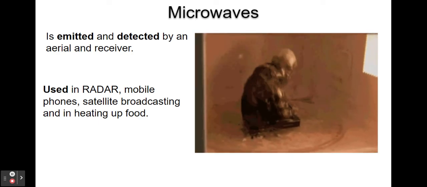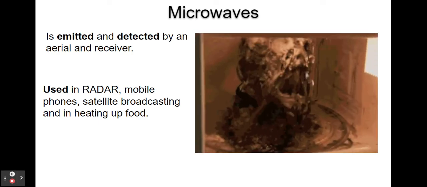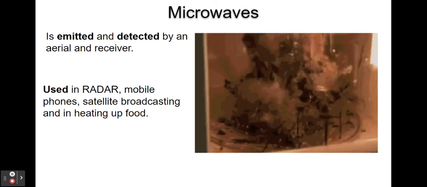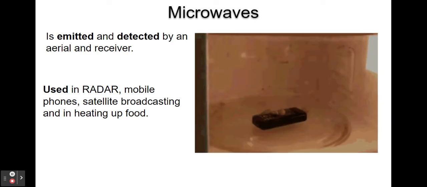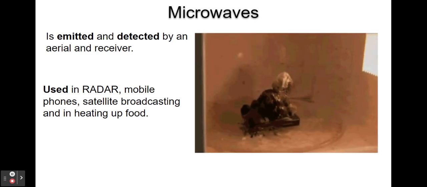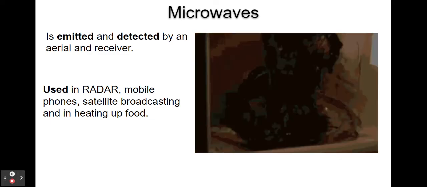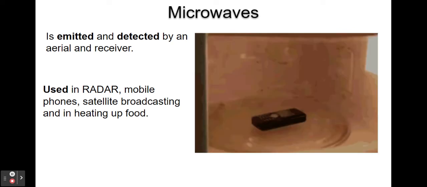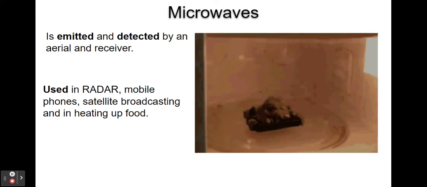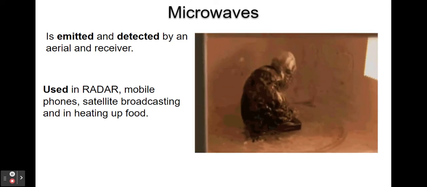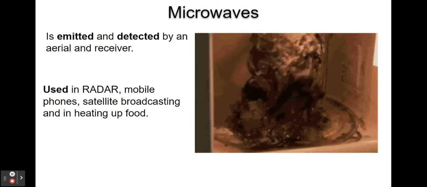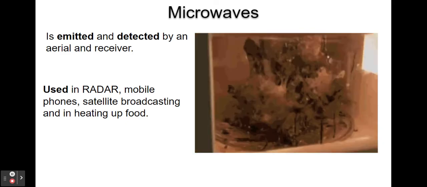Microwaves. Microwaves are detected by an aerial and receiver, and also emitted by an aerial and transmitter. They're used in radar, mobile telephone communications, satellite broadcasting, and in heating up food. This little animation here shows us what happens if you were to put your mobile telephone inside of a microwave and turn it on.